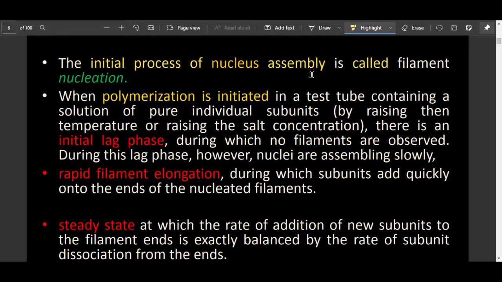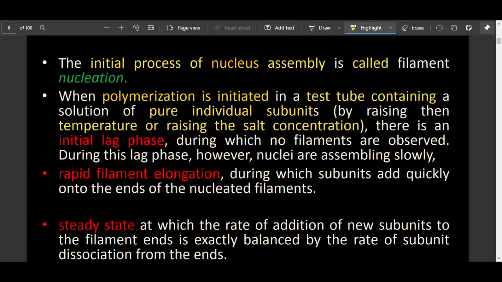in a test tube containing a solution. So how can we make what we mainly need, the filament? The filament is made in a test tube. The polymerization is initiated in a test tube containing a solution of pure individual subunits by raising the temperature and the salt concentration.